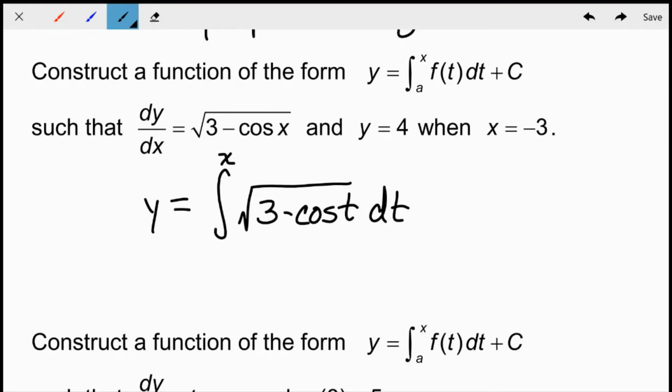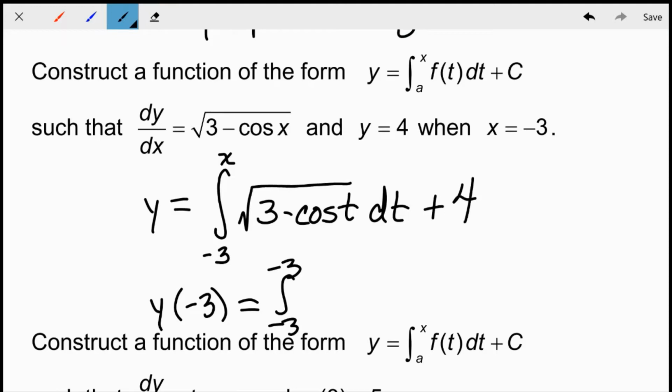So the last part of this is where I'm going to force this to go through the point (-3, 4). And what I'm going to do is use the x coordinate that I know, -3, and put that in as my lower limit. The reason I'm doing that is because now if I evaluated y at -3, I'm going to get the integral that goes from -3 to -3, and that entire integral is going to give me 0. So knowing that to be the case, the last part of that then is plus 4.